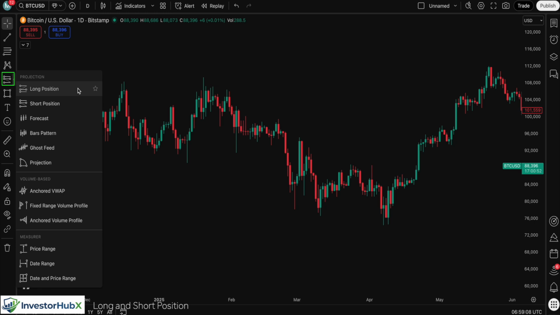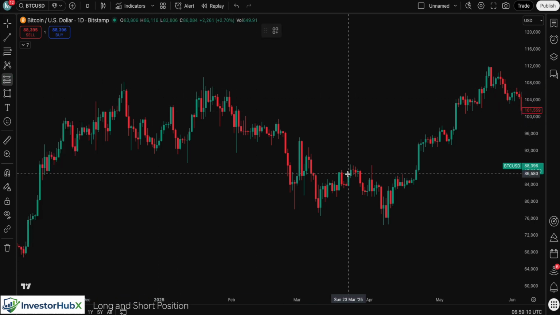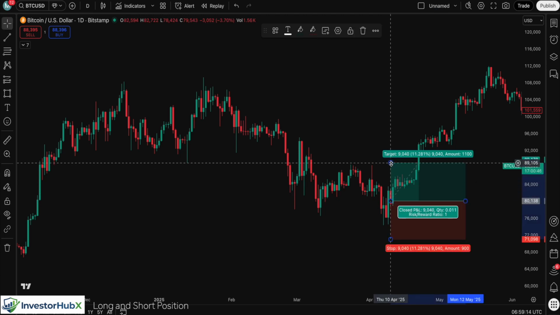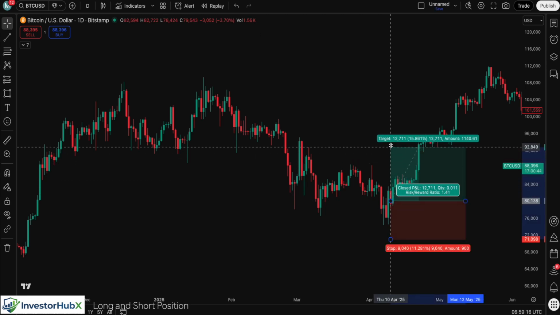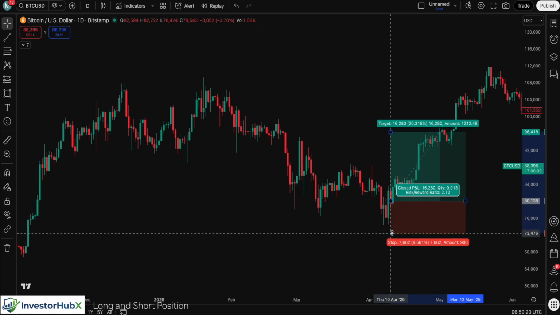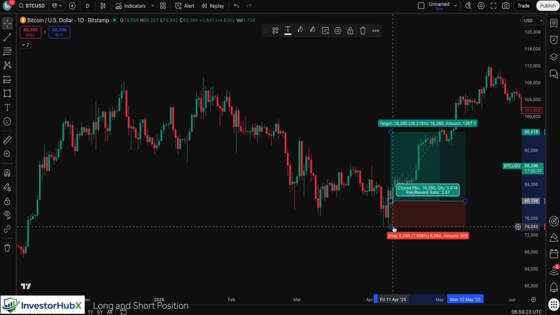Let's start with the long position tool. The long position tool is used when you expect price to move higher. To apply it, select the long position tool from the drawing toolbar. Click on your entry point first, then drag the tool upward to set your take profit level. Drag the tool downward to set your stop loss level. Once placed, the tool automatically shows the potential profit, potential loss, and the risk-to-reward ratio of the trade.